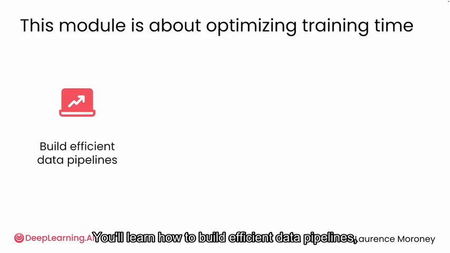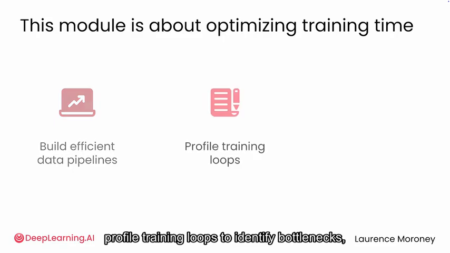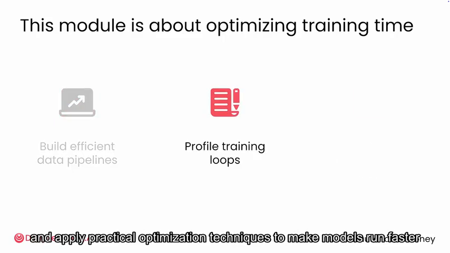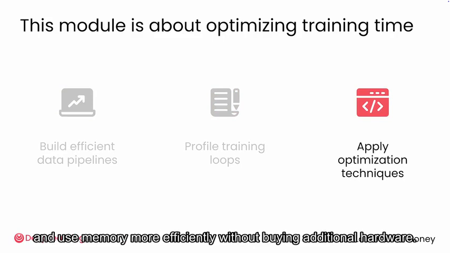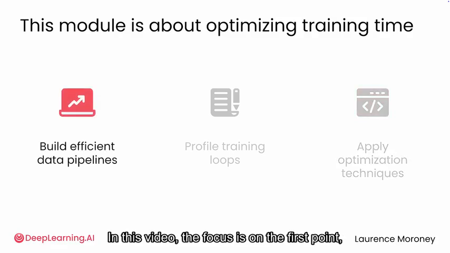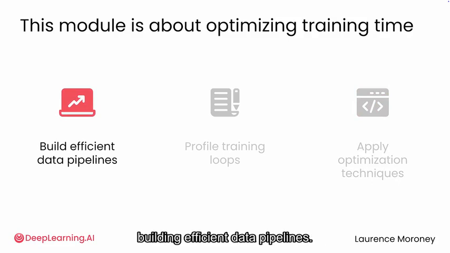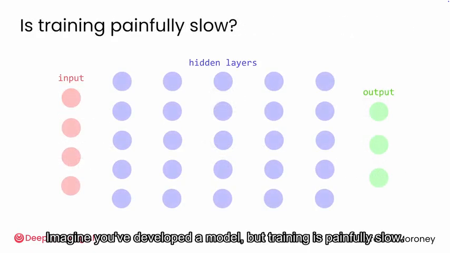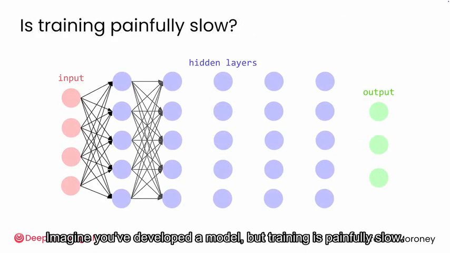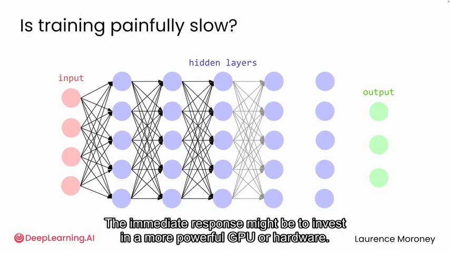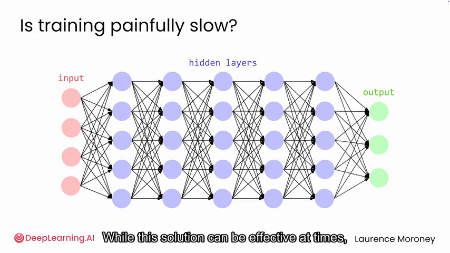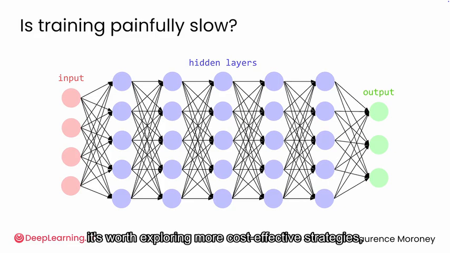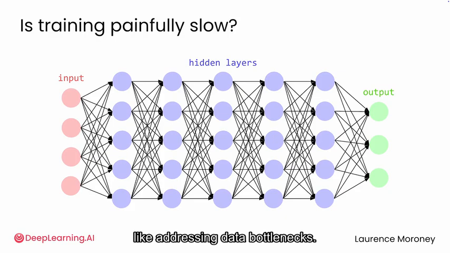You'll learn how to build efficient data pipelines, profile training loops to identify bottlenecks, and apply practical optimization techniques to make models run faster and use memory more efficiently without buying additional hardware. In this video, the focus is on the first point, building efficient data pipelines. Imagine you've developed a model, but training is painfully slow. The immediate response might be to invest in a more powerful GPU or hardware. While this solution can be effective at times, it's worth exploring more cost-effective strategies like addressing data bottlenecks.